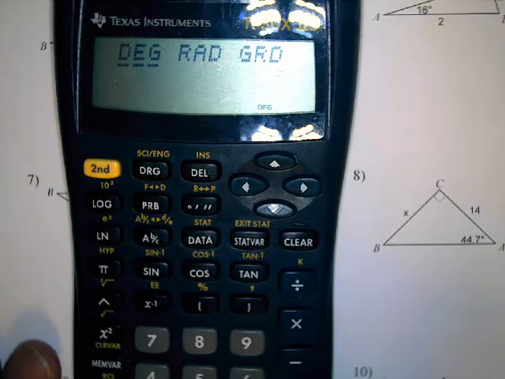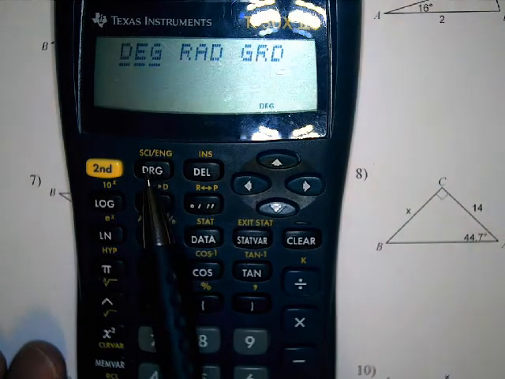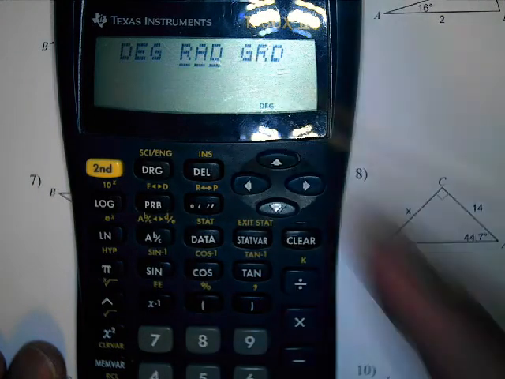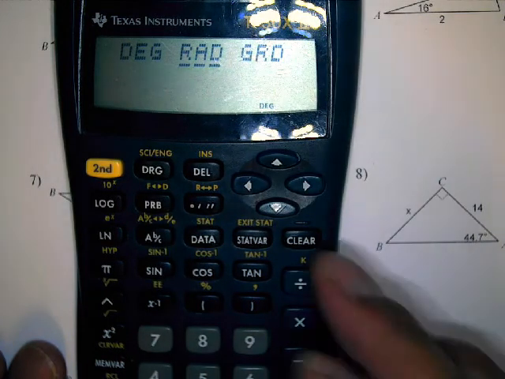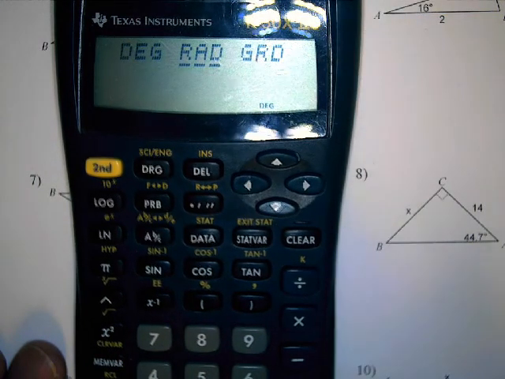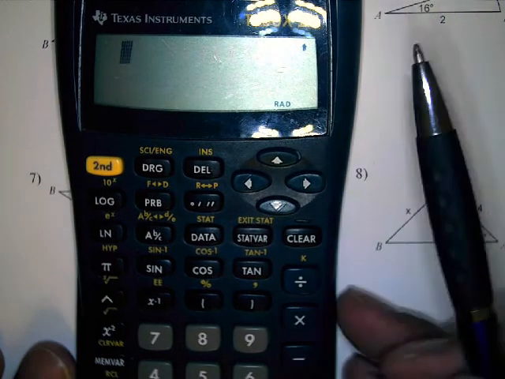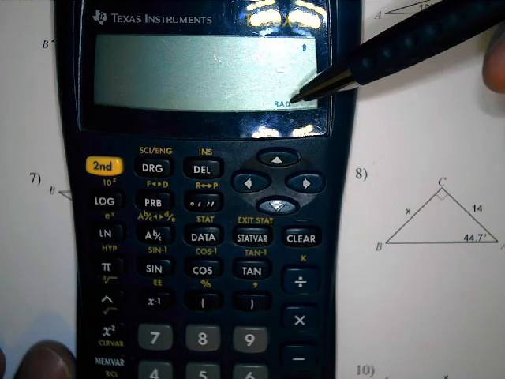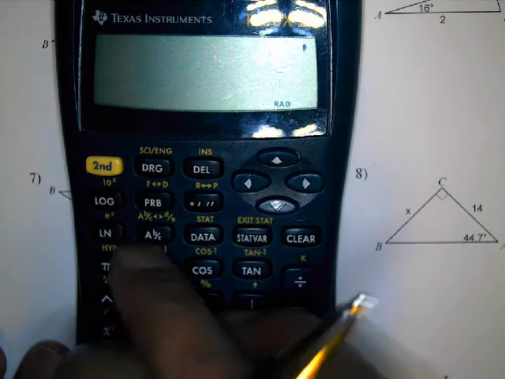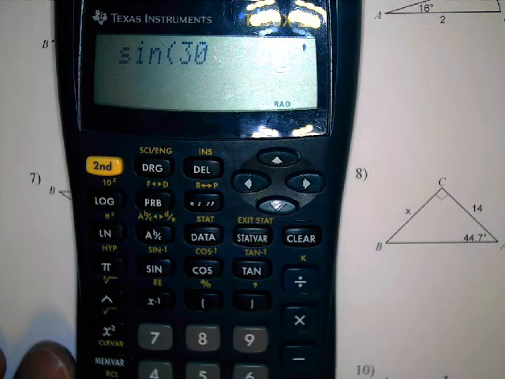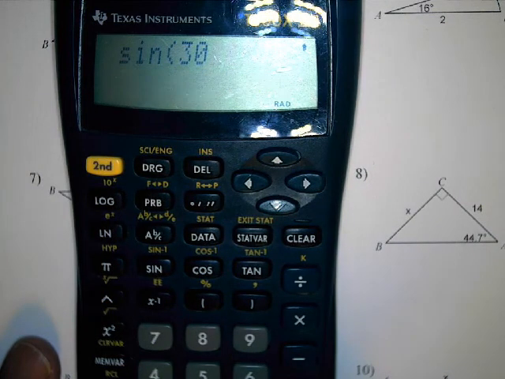Oh, here it is. You see, DRG. If I go here to radian, see, now it changed to RAD, if you see it there. And now if I try sine of 30, it's not going to give me 0.5.